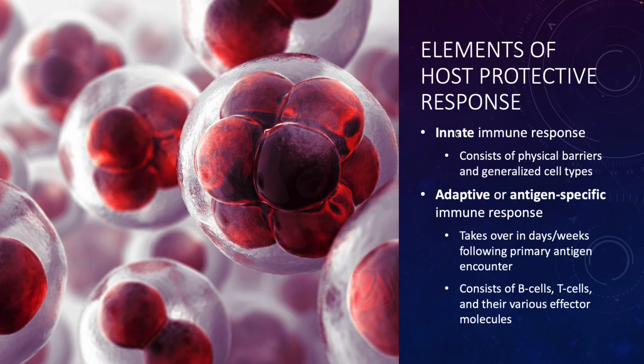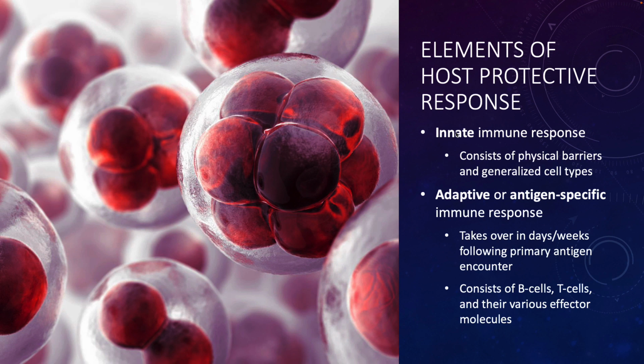The second branch of the immune system is sometimes called the adaptive or the antigen-specific immune response. With this branch of the immune system, this is going to be very specific for each individual infection. So you'll have a specific response to staph, to the flu, to COVID-19.